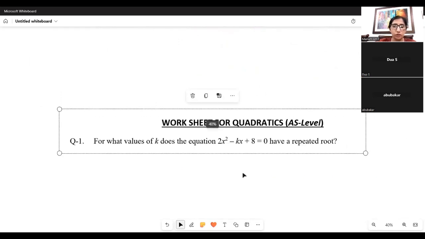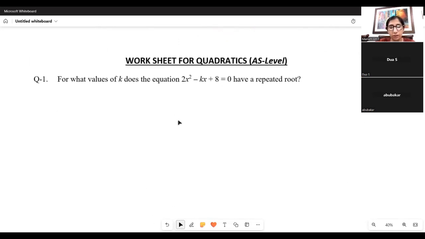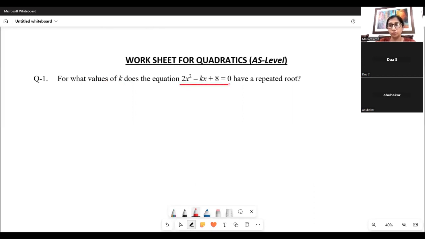Hidden quadratic equation questions will all come together. Okay. For what value of k does this equation have repeated roots? Who can tell me what we need to do with this question? b square minus 4ac equals 0.